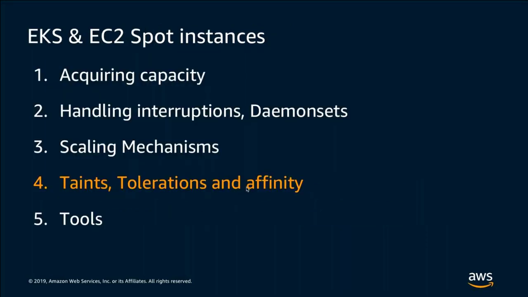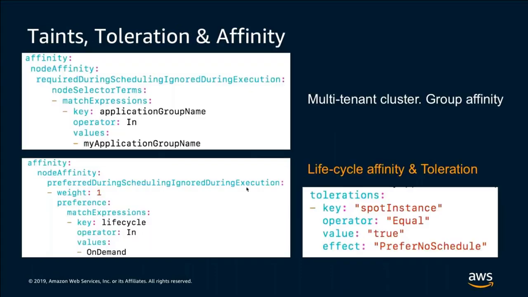With that, we're going to move to Taints and Tolerations as well as Affinity. So applications may have a different risk appetite and risk profile. Some applications that are fault tolerant are great for spot instances, but we understand that some applications may still need to be refactored and may require a bit more work to make them fault tolerant.